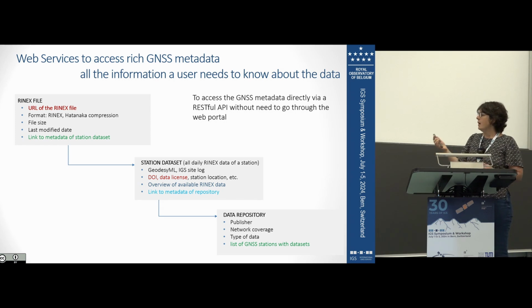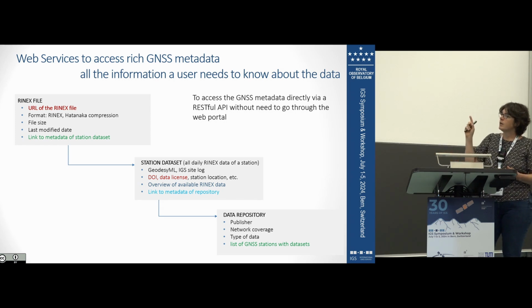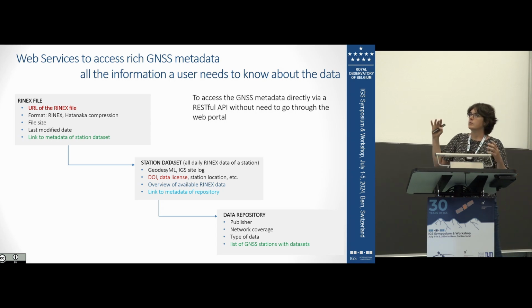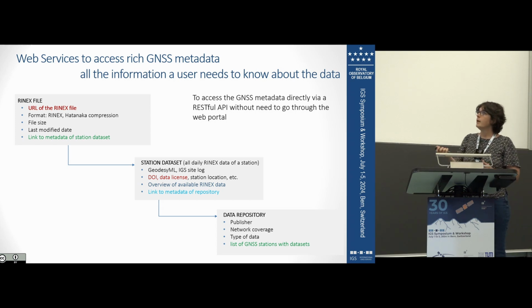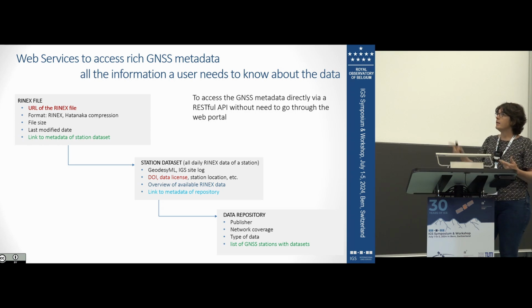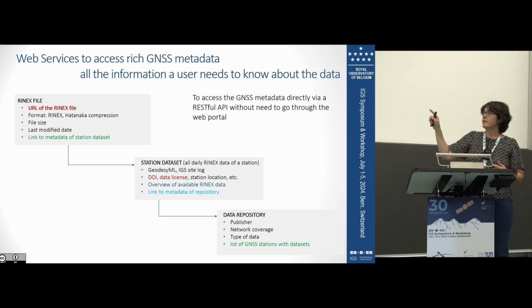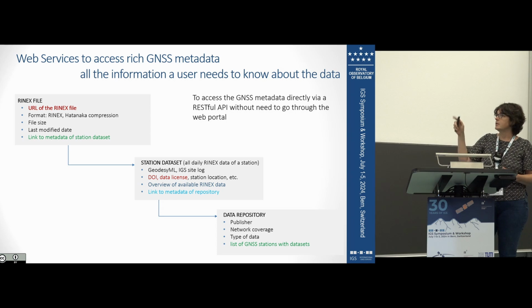These web services can be accessed from the portal, but also directly because it's a standard RESTful API. They are organized in three different categories: the RINEX file, the station dataset, and the data repository. What we call a station dataset is all the daily RINEX file data for the station. In the RINEX file, you have first the URL of the file because you want to download it eventually, and then a lot of different metadata: the format, file size, modification date, the MD5 checksum of the file, and then a link to the metadata of the station, and that is hosted in the station dataset.